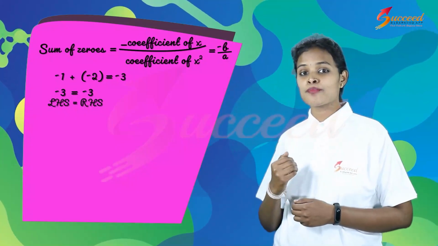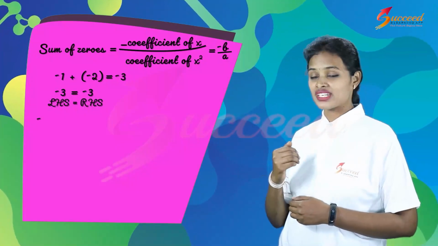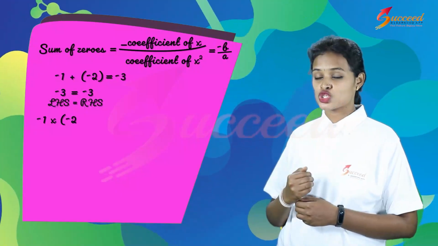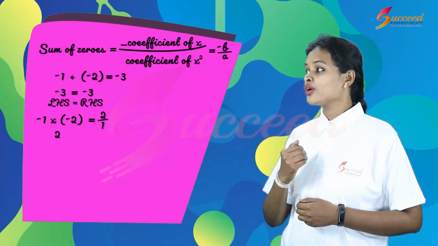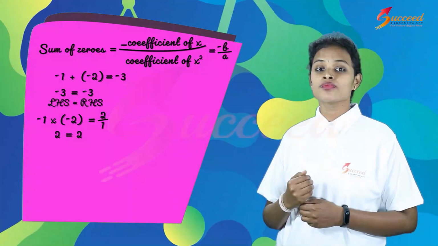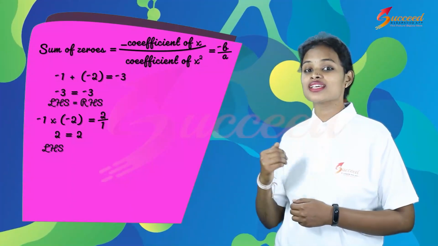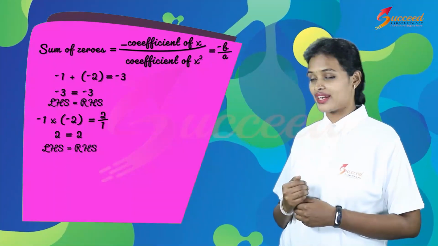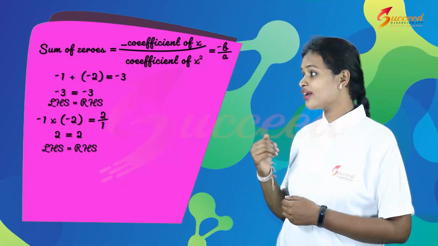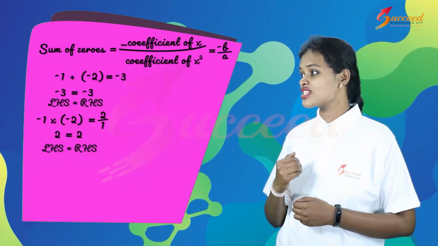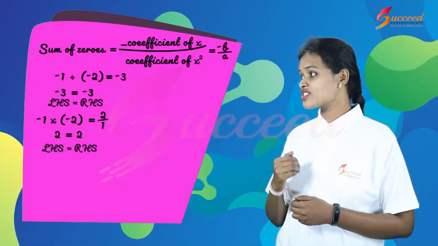Now, let us see the product. Here, minus 1 into minus 2 is equal to 2 by 1. 2 is equal to 2. Here, the left hand side is equal to the right hand side. So, this is the important concept, and remember the sum of zeros and product of zeros in general form.